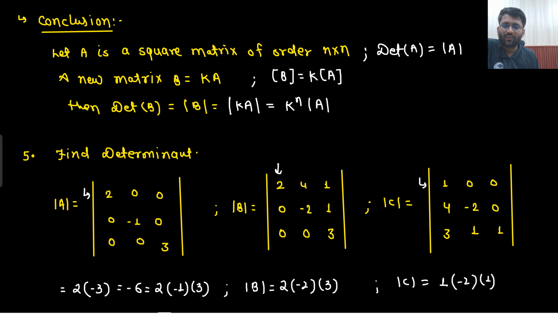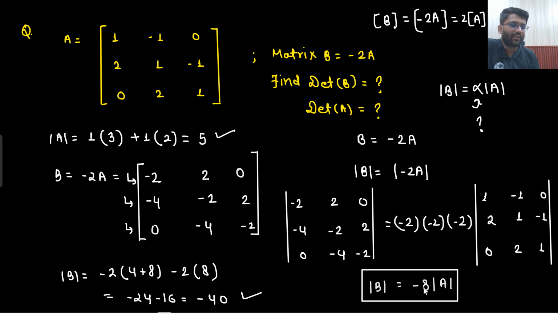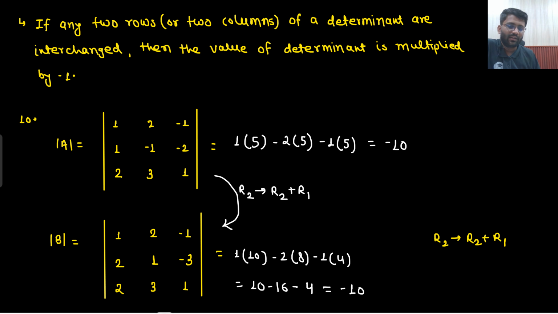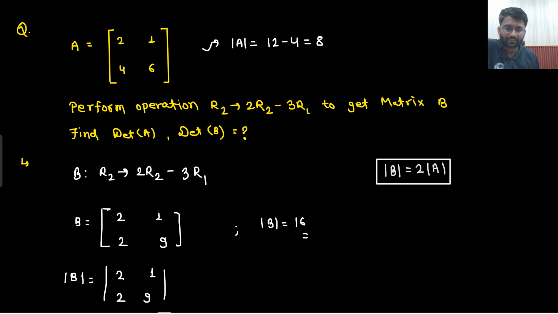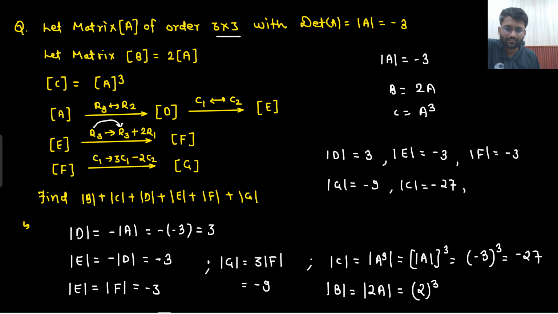And I also wrote it down here. If K comes out, then you need to know the order of A, that is n cross n. So K to the power n. And sir, why does this happen? We completely proved it here. Minus 2A, then you know that minus 2, minus 2, minus 2, thrice it will come out. So minus 2 to the power 3. So here as well, 2 to the power 3 times determinant of A. So this will become -24. So determinant of B would be -24.